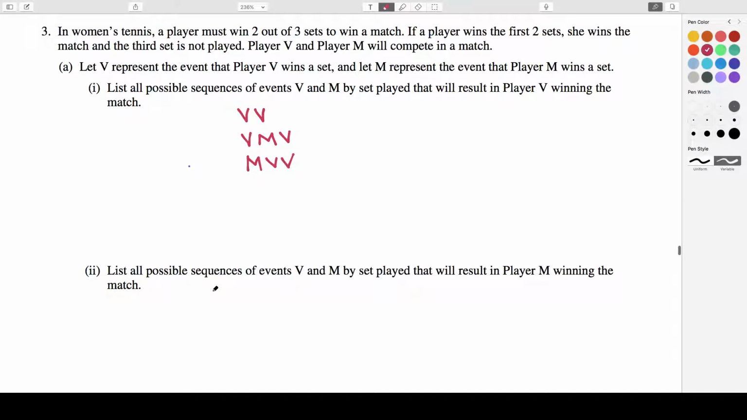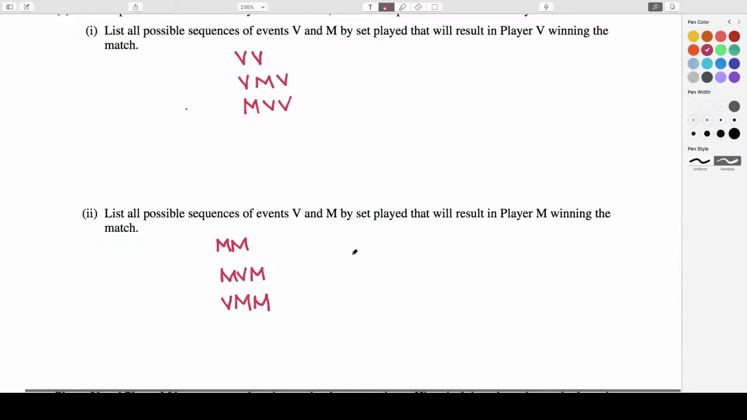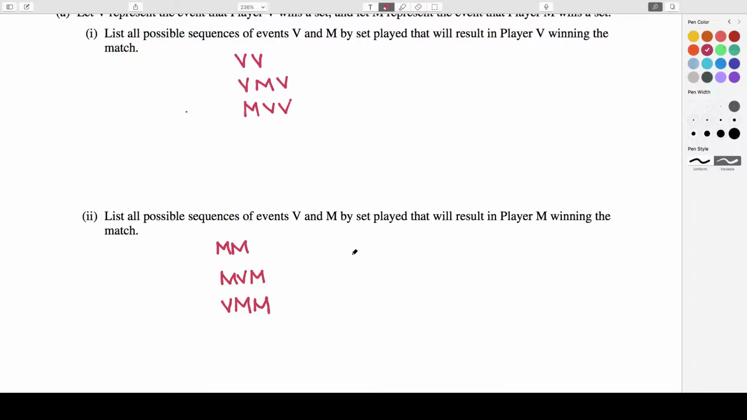Okay, so give me the situations where M wins. Same thing, just switch the letters. Good. MM. MVM. VMM, right? That didn't even require any probability. That just required thinking. Remember, we want to get as much credit as we can. That was an E. Look at that. Done.